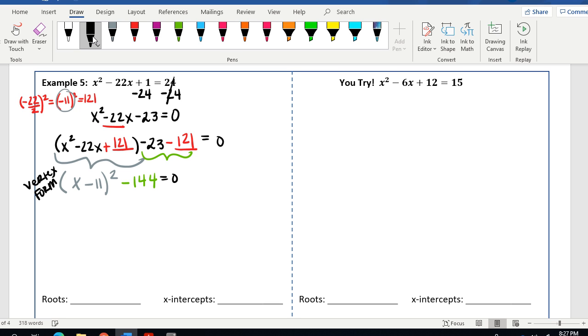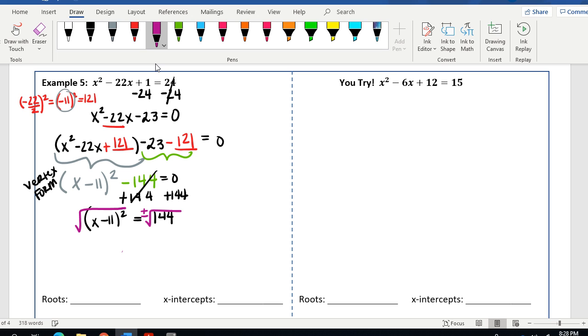Now I'm going to solve by the square root method, okay, which means I want to isolate the square. So I'm going to add 144 to each side. So I'm left with x minus 11 squared on the left equals 144 on the right. Now that I've isolated the square, I want to get rid of it. And the opposite of squaring is square rooting. So I'm going to take the square root of the left and right.